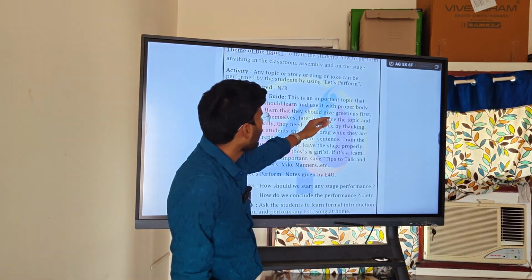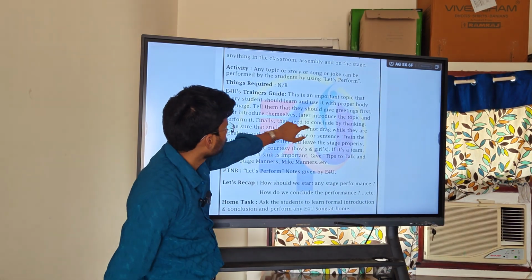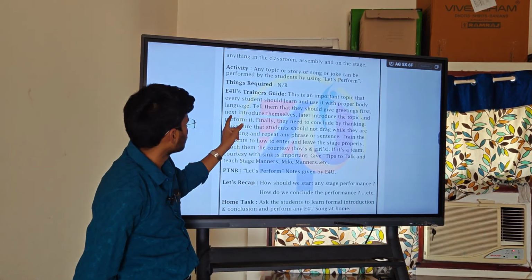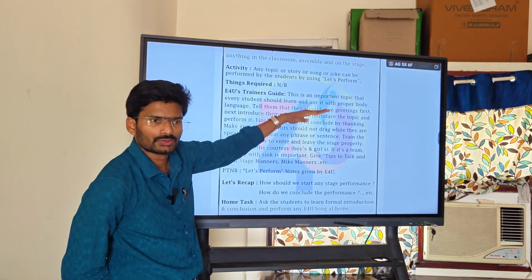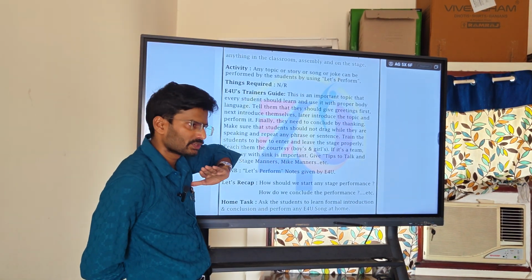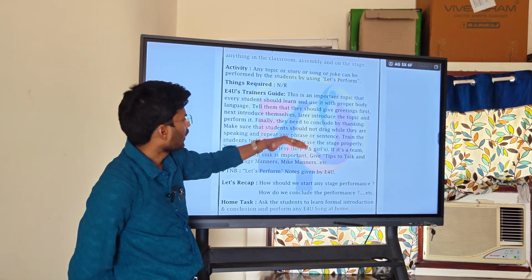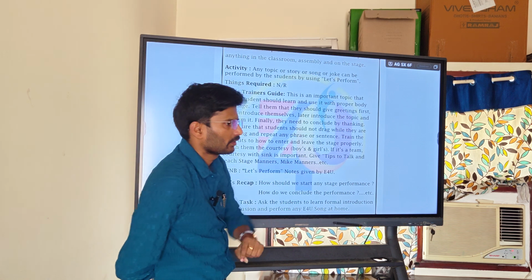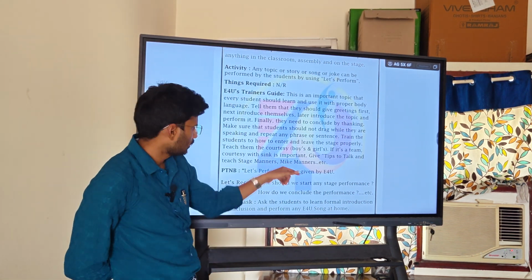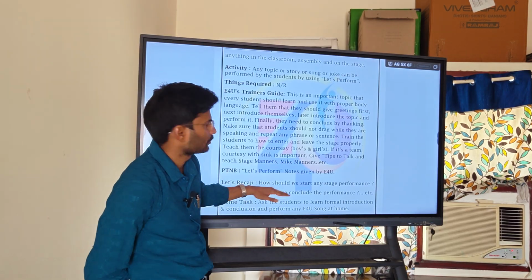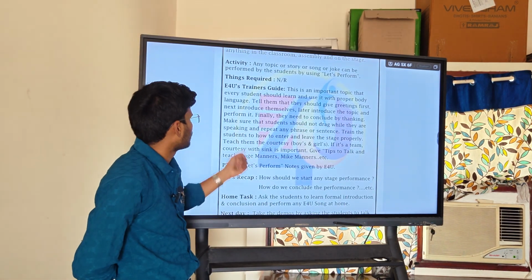So after their performances, after one or two members, you need to teach them greetings first. Next, they introduce themselves. Later, they introduce the topic. I already said, right? So let them wish first. Let them introduce themselves, and later introduce the topic, or what content they are going to do. If it is a joke, they say they are going to tell a joke. Then they perform it. Finally, they need to conclude by thanking.